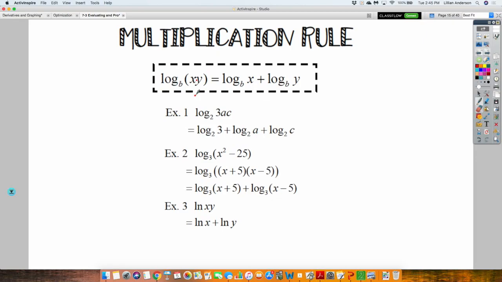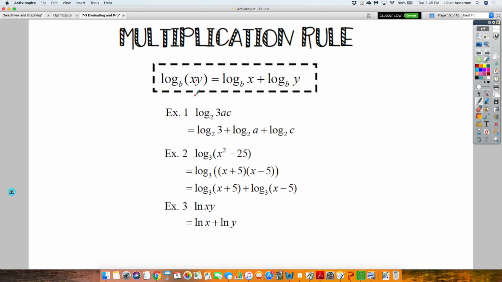Here are 3 examples that are already worked out for you. You have log base 2 of 3 times a times c. You can expand that, since all of these are multiplication, by basically rewriting log base 2 of 3 plus log base 2 of a plus log base 2 of c. Do you see how the rule is used? Multiplication, you can expand it by putting in addition symbols.